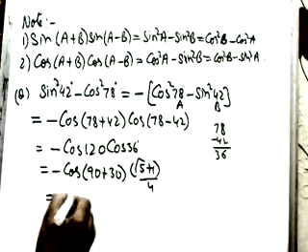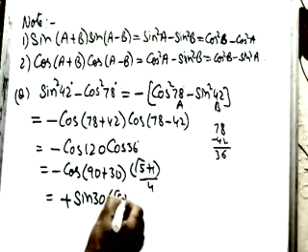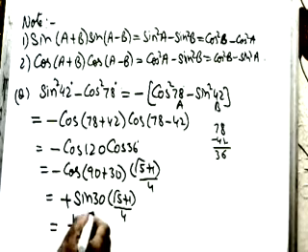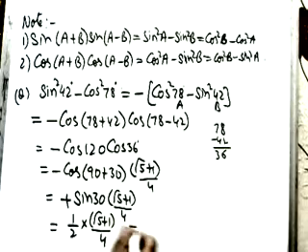Equals minus cos (90 plus theta), which is minus sine theta. Again, minus means minus minus plus, sine 30 into (root 5 plus 1) by 4. Now sine 30 is 1 by 2, into (root 5 plus 1) by 4. So this will become (root 5 plus 1) by 8.